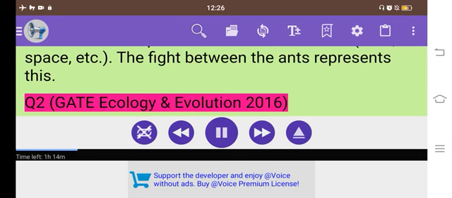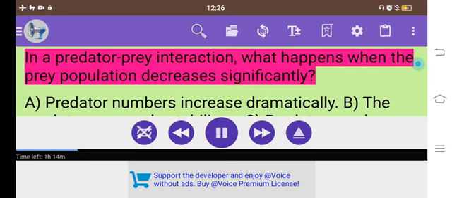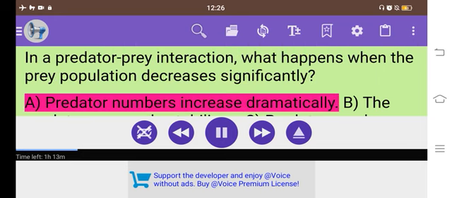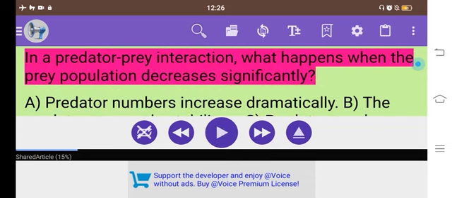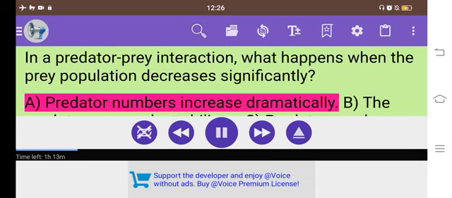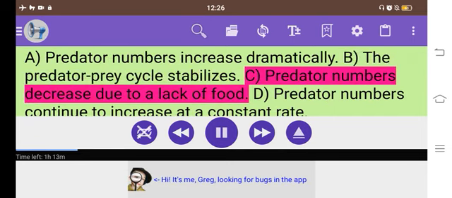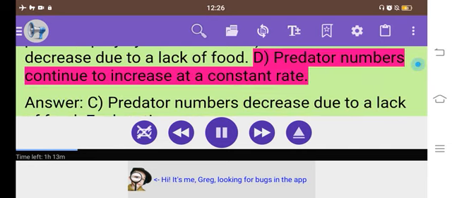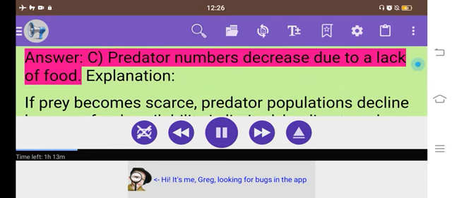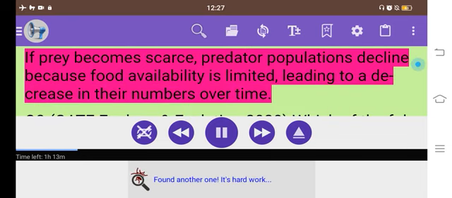Q2, GATE Ecology and Evolution 2016. In a predator-prey interaction, what happens when the prey population decreases significantly? A. Predator numbers increase dramatically. B. The predator-prey cycle stabilizes. C. Predator numbers decrease due to a lack of food. D. Predator numbers continue to increase at a constant rate. Answer: C. Predator numbers decrease due to a lack of food. Explanation: if prey becomes scarce, predator populations decline because food availability is limited, leading to a decrease in their numbers over time.